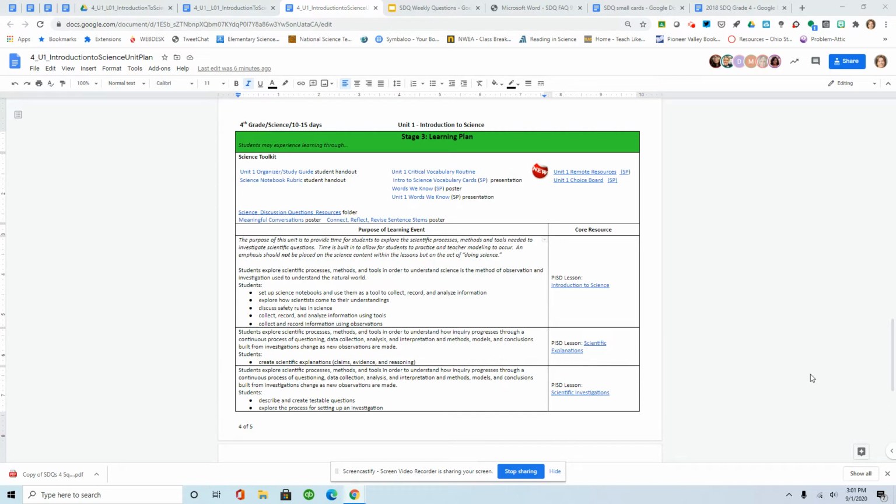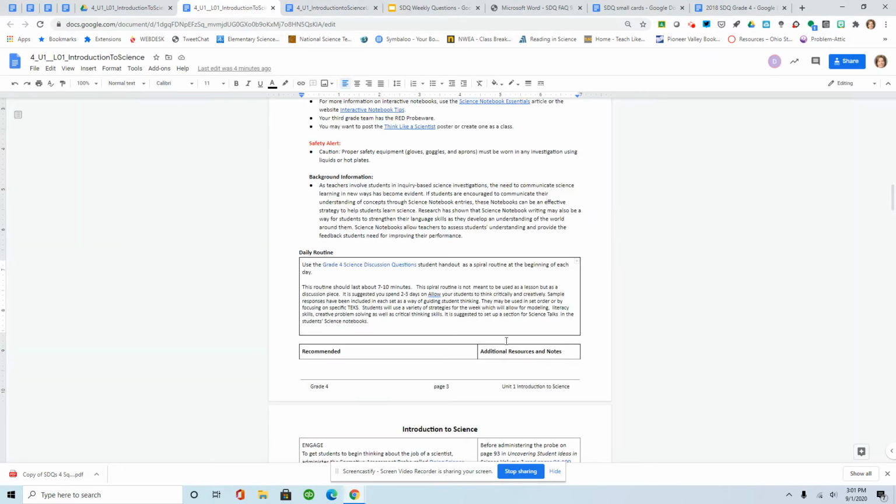One of our most important routines for science. For some of you, this will be a review. For some of you, this will be new information, but I wanted to talk a little bit about our science discussion questions, which are found on every unit plan. And now as you move into a lesson, you will also see a reminder of the daily routine.